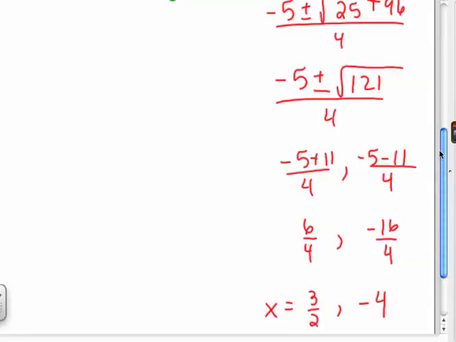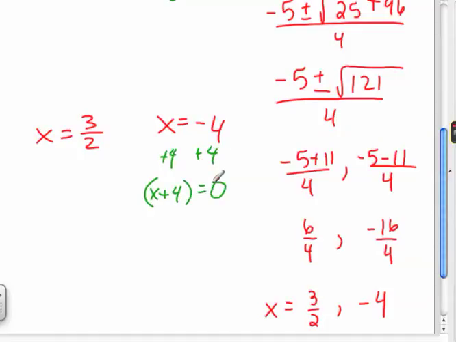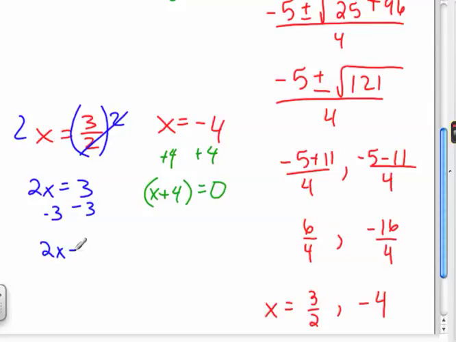But watch, guys. Remember, we have been using this to factor, right? So if I wanted the two factors, just add 4 to both sides for this one. I get x plus 4. That's one of them. And then the other one, I'm going to multiply by 2, and I'm going to get 2x equals 3. Subtract 3 from both sides. 2x minus 3 equals 0.